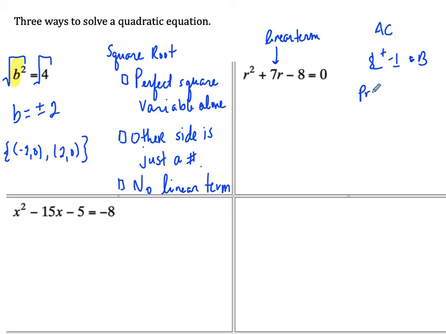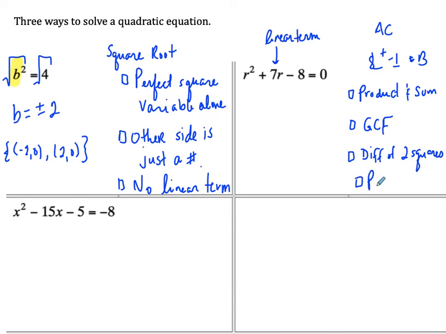So remember that with factoring, you could either use product and sum, or there could be a greatest common factor. Sometimes that greatest common factor is even a variable that you can factor out. And you can also use some of those special cases, right? Like the difference of two squares. And sometimes you might also have a perfect square trinomial.